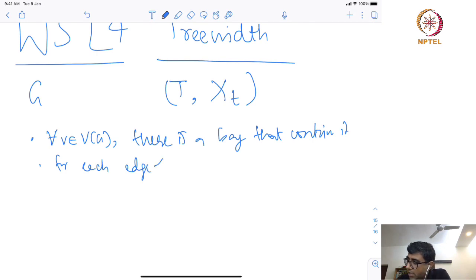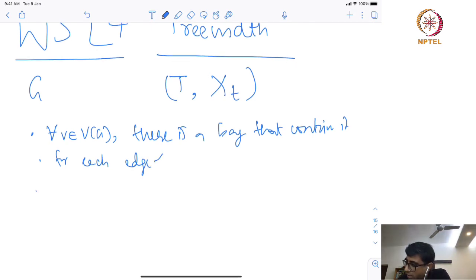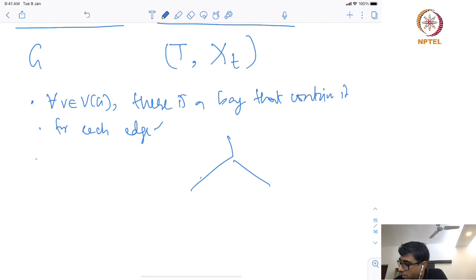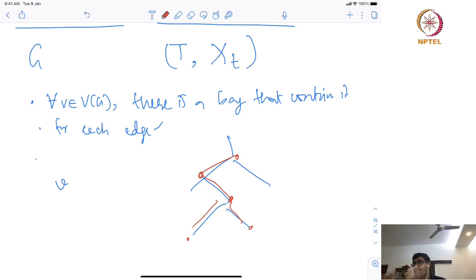And what we also saw is that if you look at this tree T, and for any vertex v, look at all the bags that contain the vertex v, then they form a connected subtree. So, these are the three properties that we were looking for in tree width and tree decomposition. And up until now, we saw for several graph classes that we can construct a tree decomposition of small width.